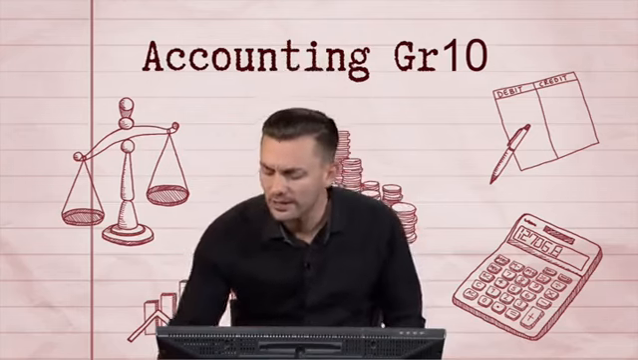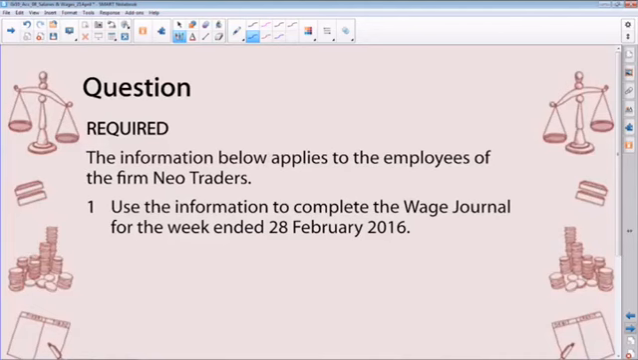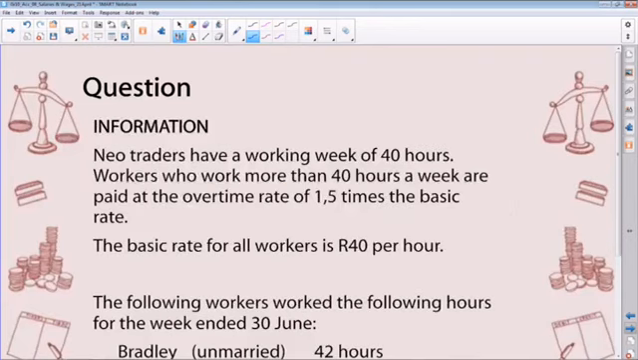It's very similar to the salaries journal. So, required, I'm going to ask this and read it with you. The information below applies to the employees of the firm Neo Traders. Now we need to use this information to complete the wage journal for the week ended. And you can see we are now going to pay these workers. These employees will get a weekly wage, and we need to do it for the end of February. Now let's go and read the information.